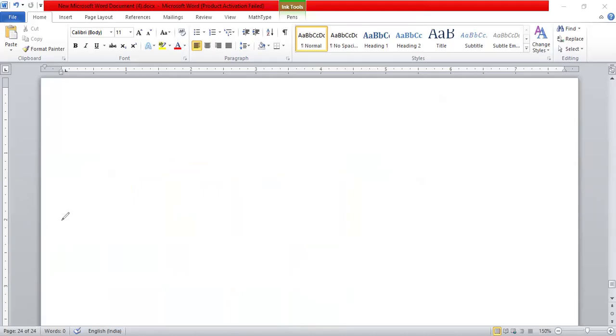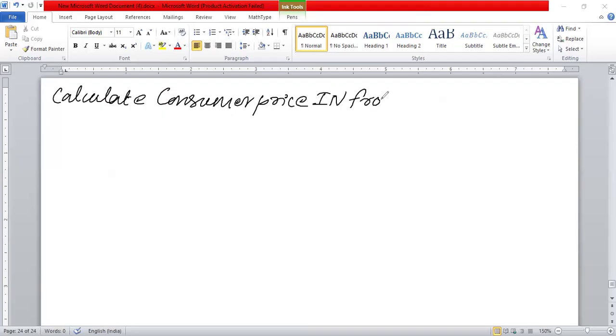Yes. Because consumer price index number also they're going to ask. There are two methods. One is aggregative expenditure method. One is family budget method. Correct, na? Okay. Let's see. Calculate consumer price index number from the following data.